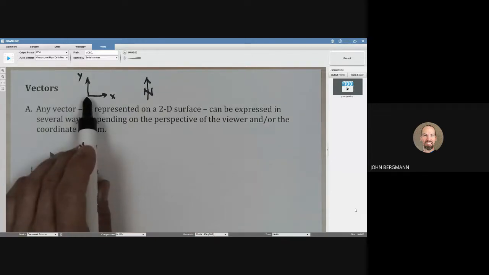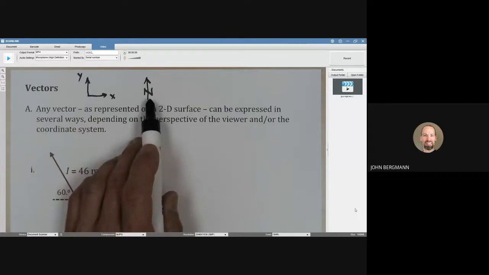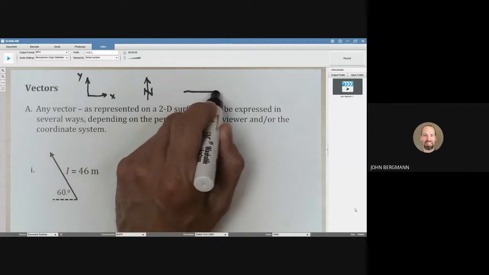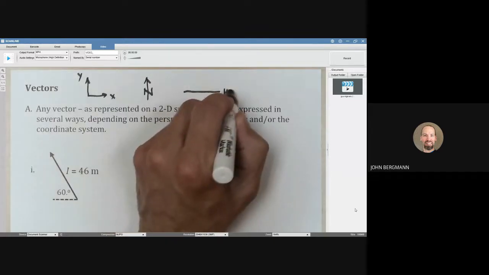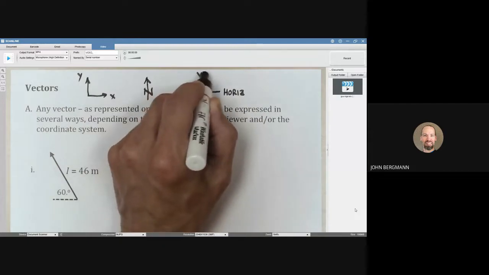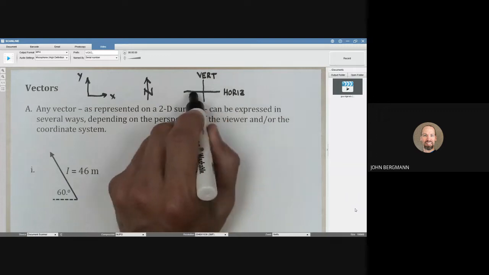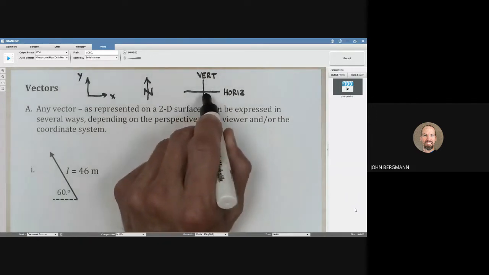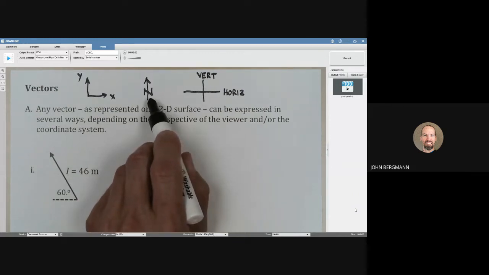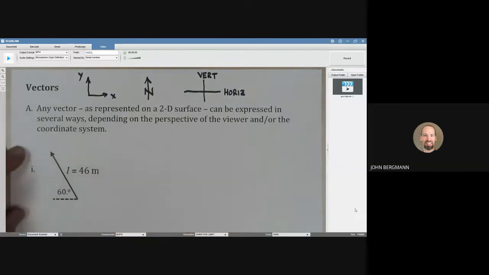In this perspective, towards the top of the page is in the Y direction. But in some cases, top of the page could be north. Or in some cases, like when we're launching projectiles, we've got horizontal here, and we've got vertical in this direction. And you can see that if we're looking along the horizon, our perspective is definitely not the same as if we're in the clouds looking down on top of the Earth's surface. So we have to be very careful of our perspective whenever we look at a vector.